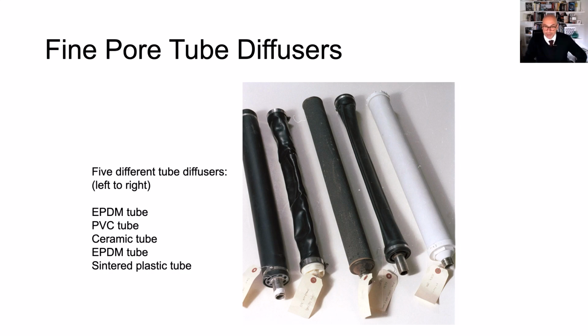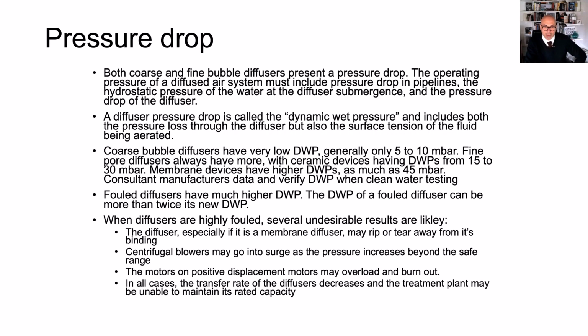This is an assortment of some diffusers that we had in the lab for a long time, but there are also newer models. We have EPDM, PVC, EPDM of multiple formulations. We have ceramic tubes, plastic tubes, sintered plastic. We also have silicone membranes nowadays, polyurethane membranes, so a lot more engineered rubbers exist. The pressure drop is the main characteristic of these diffusers.